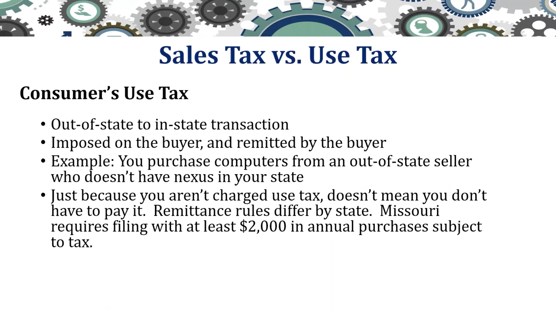So every state has different rules on how this would get remitted. But for example, Missouri says that if you purchase at least $2,000 in annual purchases that would be subject to consumer's use tax throughout the year, you are supposed to go ahead and file a form and remit that tax yourself. Compliance on this for businesses that are needing to remit their own use tax isn't bad. The state's been after that for years. Compliance on this for individuals, I don't have the numbers, but I can only imagine it's very, very low because most people either don't keep track or aren't even aware that this is the rule.